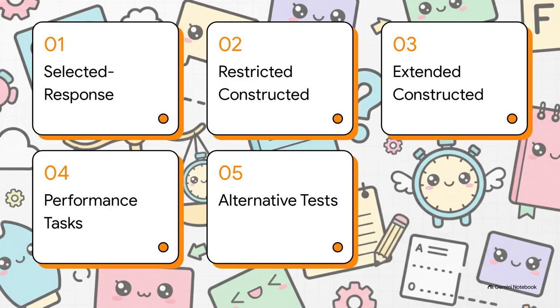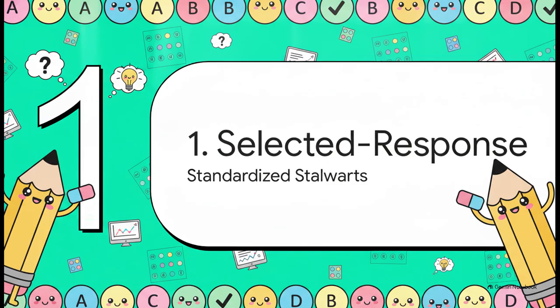We'll be moving across a 5-part taxonomy spectrum today. We're covering selected response, restricted constructed response, extended constructed response, performance and task-based, and finally, alternative assessments. As we go, you'll notice a clear shift from highly constrained objective test items all the way to open-ended real-world tasks. All right, let's dive into Section 1, Selected Response Techniques.